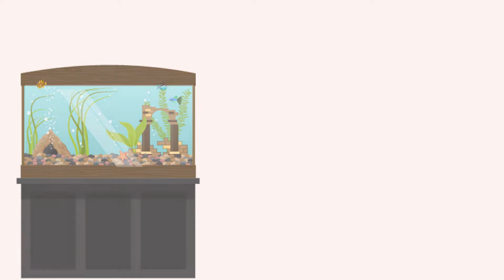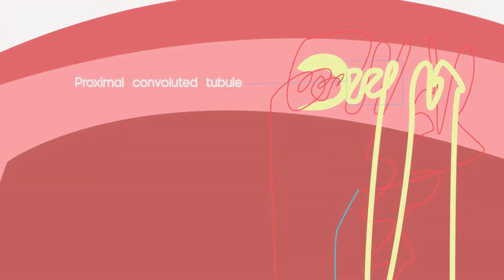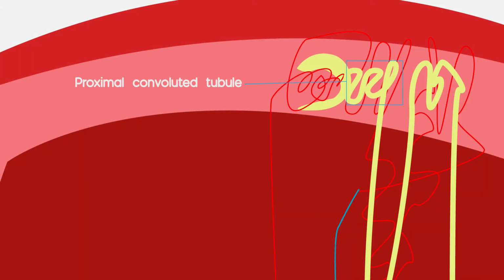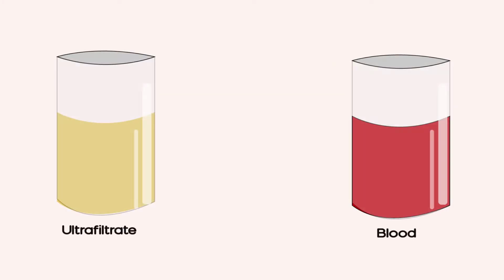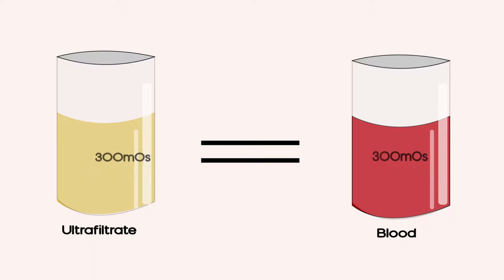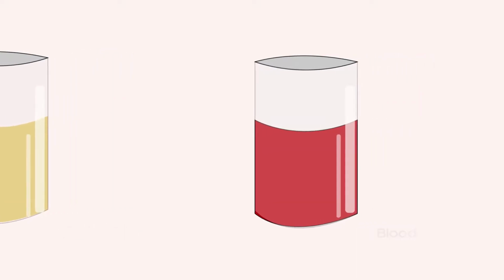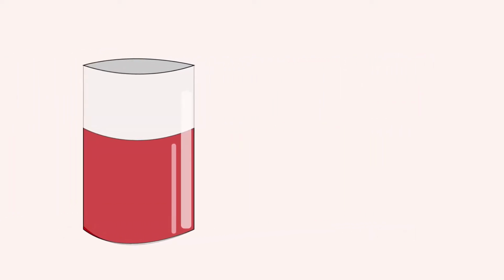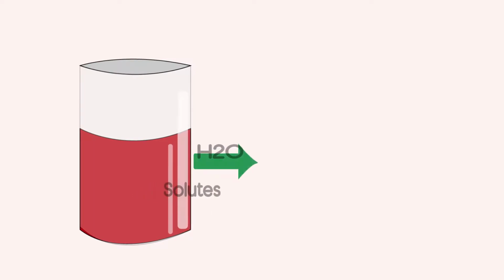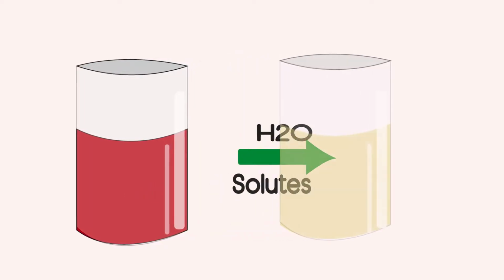The fluid that is ultrafiltered into the Bowman's capsule goes into the proximal tubule, or the proximal convoluted tubule, of the nephron. Importantly, this ultrafiltrate is isotonic to blood, or equal concentration to blood. This is roughly 300 milliosmoles. The reason why the ultrafiltrate is the equal concentration to blood, despite everything that's been filtered out, is because equal parts water and solutes have been filtered out of the blood.